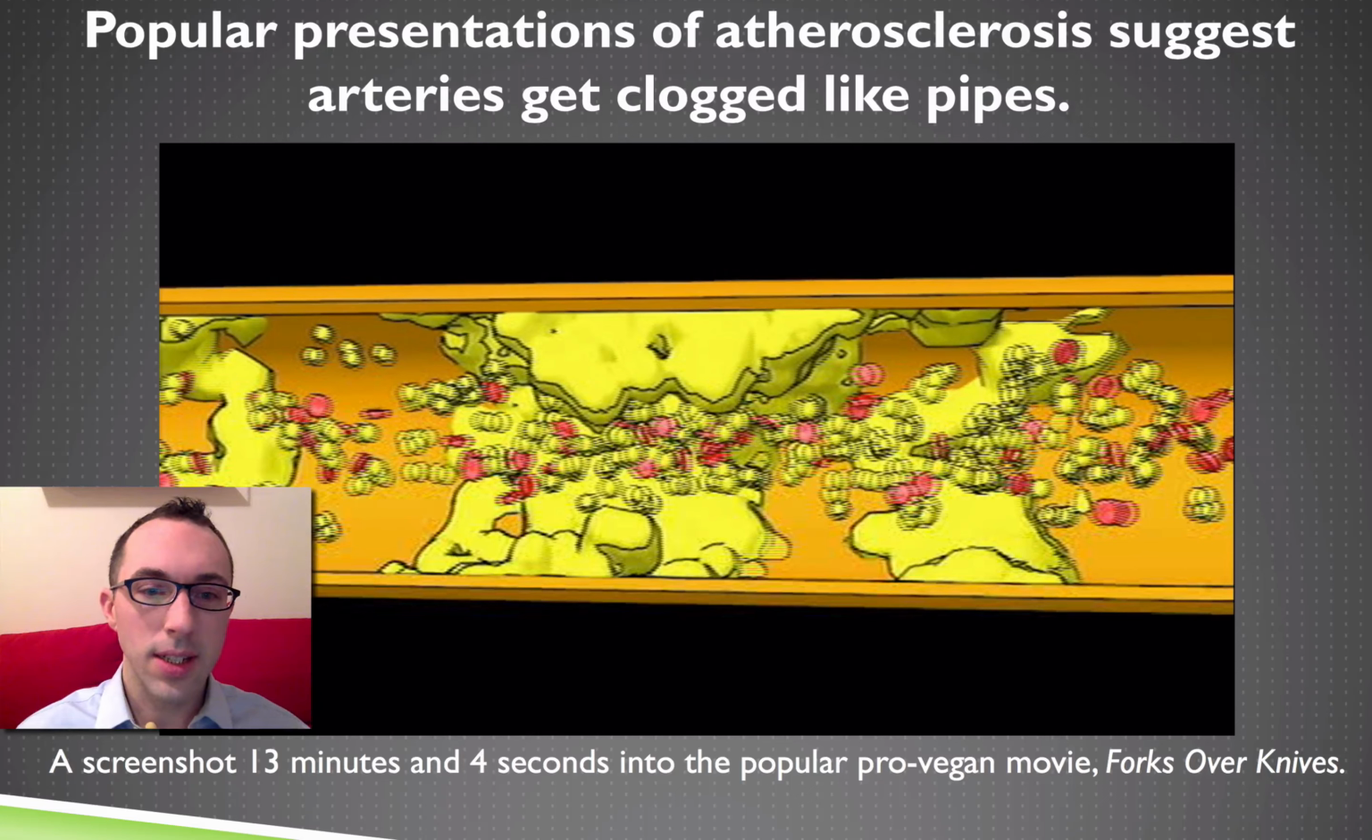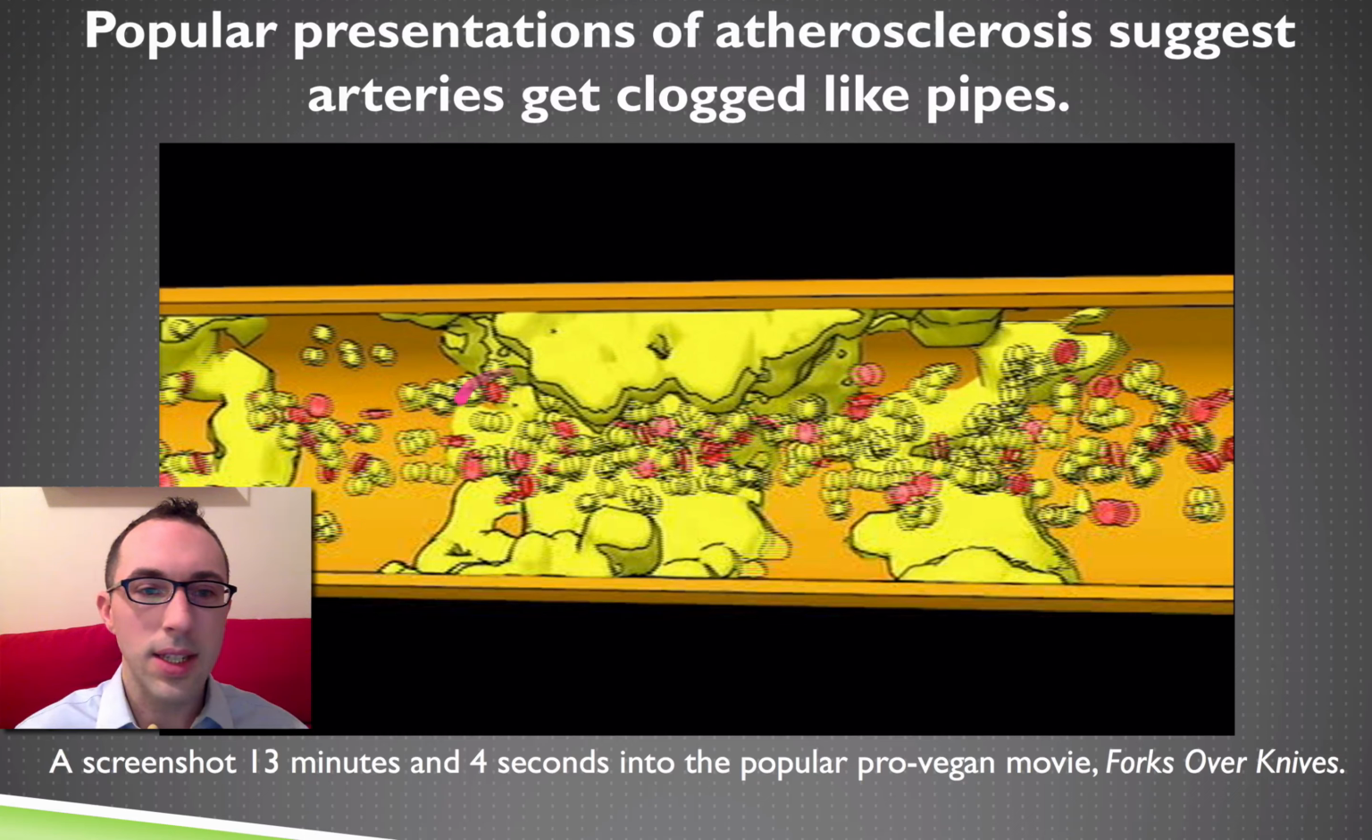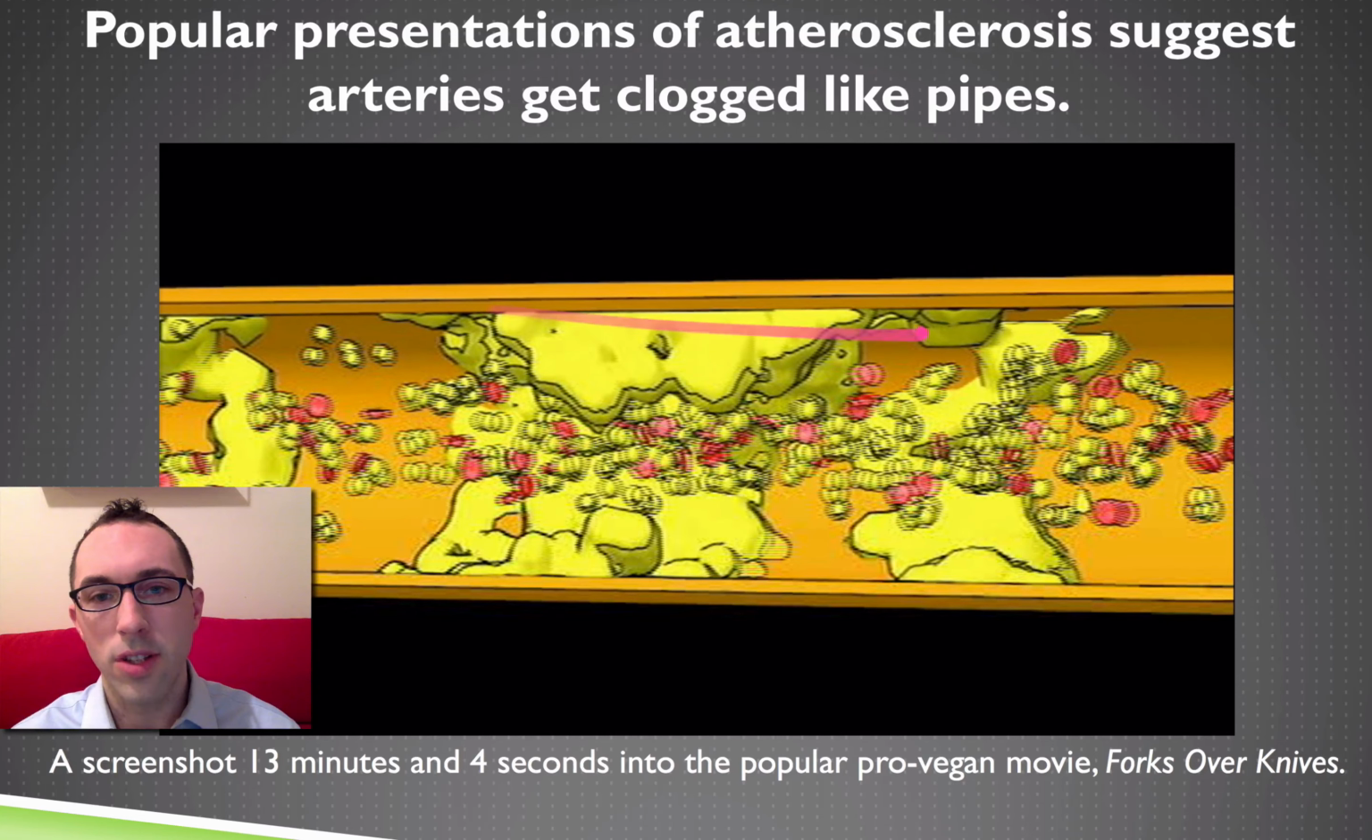Shown on the screen is a representation of atherosclerosis from a popular movie, Forks Over Knives. I'm not trying to pick on the people who made Forks Over Knives. This could have been taken from anywhere else. It just happens to be a really good screenshot that makes the point. Here, they're demonstrating these lipids in the blood, and they're trying to make the point that the more of these lipids that you have, the more they're likely to settle on the blood vessel wall and clog up the artery like a pipe.